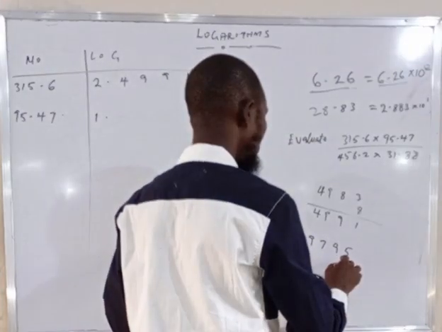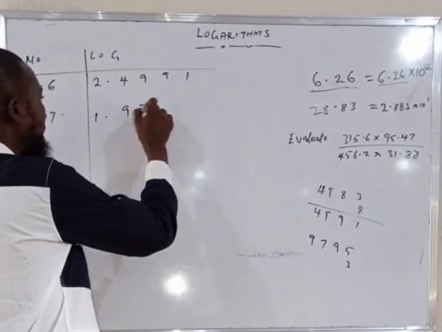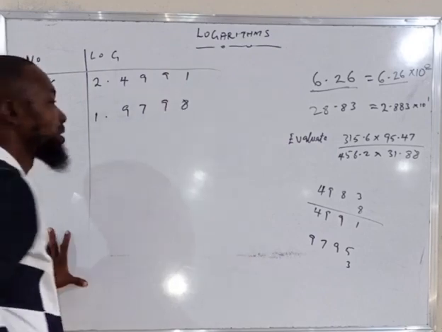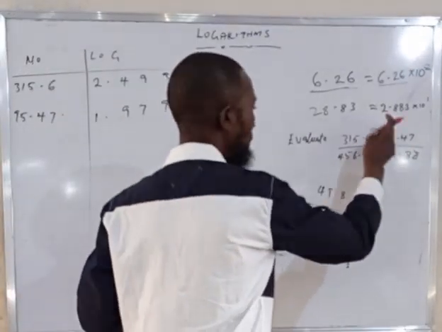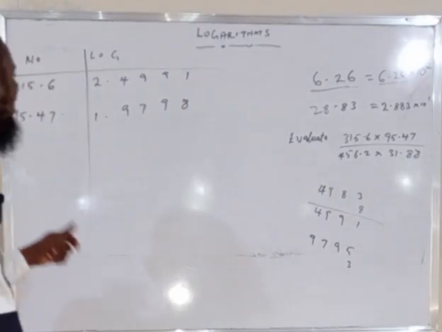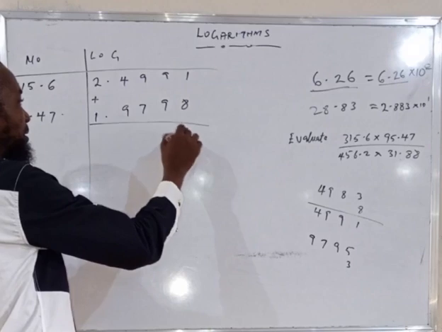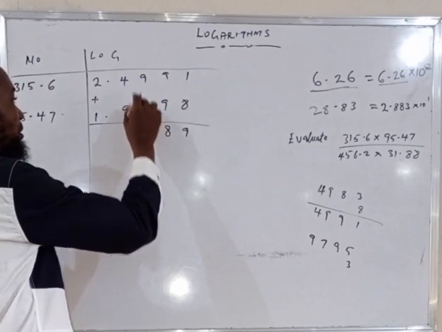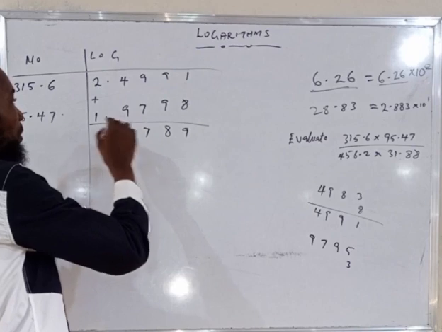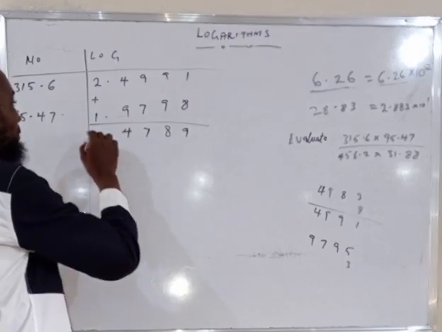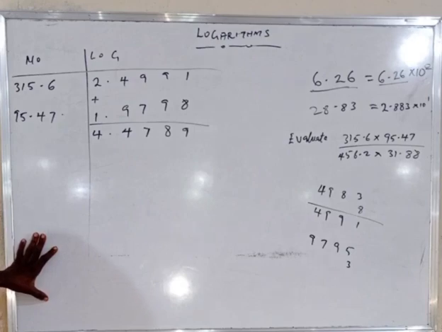Are you sure? Yes. So that's 9798. Right? So between this numerator, what do you have there? Times. What do you do? You add. This is 9, 8, 7, 4.4. Is that clear?